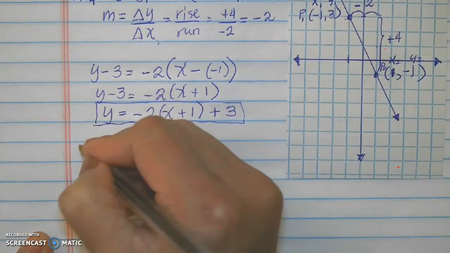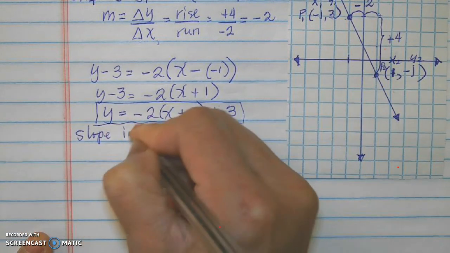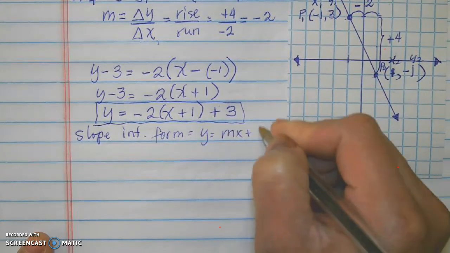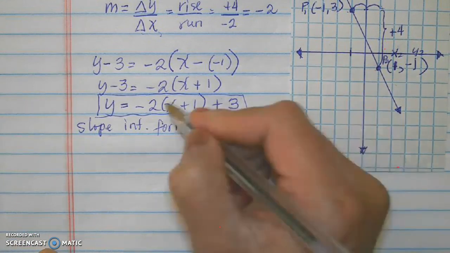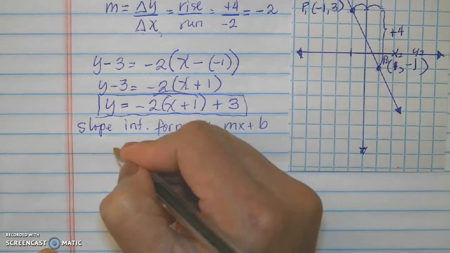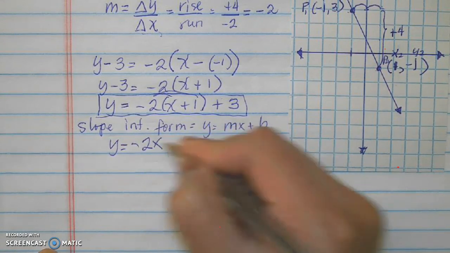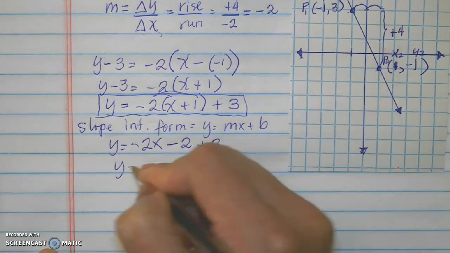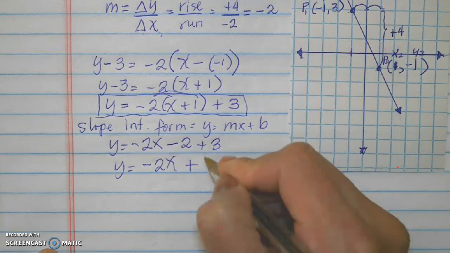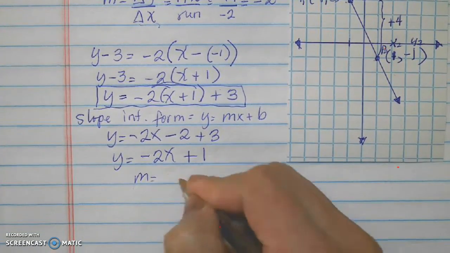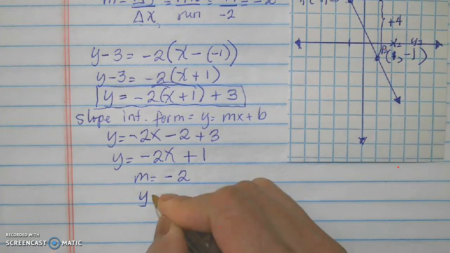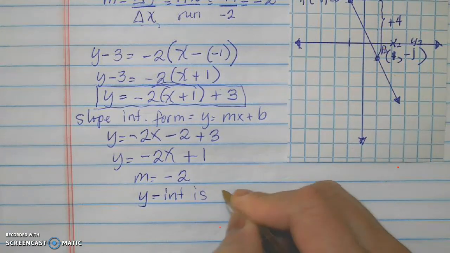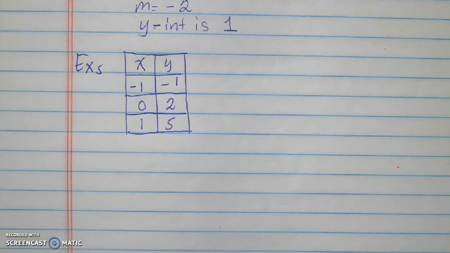But if you want to extend it to slope intercept form, then you will have to use y equals mx plus b. And you'll have to distribute the negative 2 to both the x and the positive 1. Therefore, you will have y equals negative 2x minus 2 plus 3. And you will have y equals negative 2x plus 1, where your m is negative 2 and your y-intercept is positive 1.